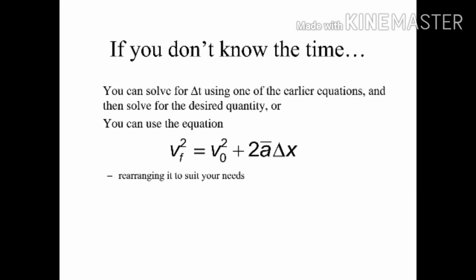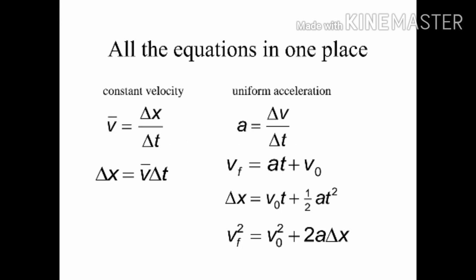Now one thing is that if you don't know the time, you can solve for delta t using one of the earlier equations and then solve for the desired quantity. Or you can use this equation as well, rearranging it to suit your needs. Now I have put all the equations in one place for constant velocity and for uniform acceleration. So these are all the equations that were used above.